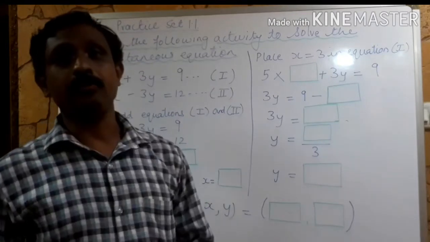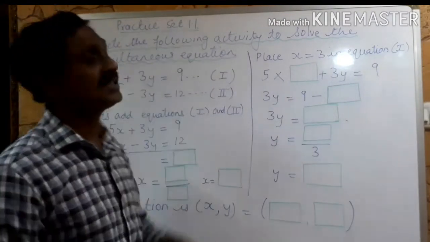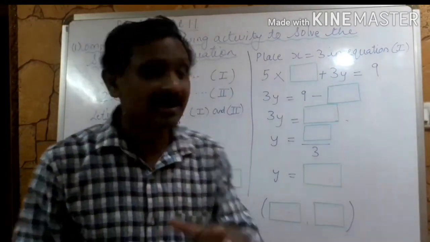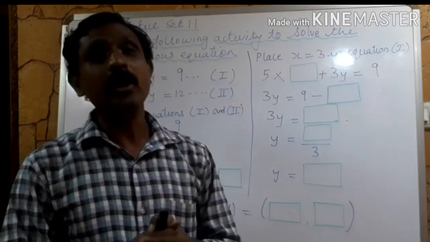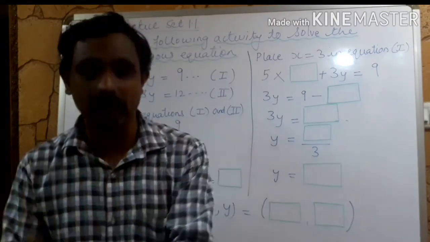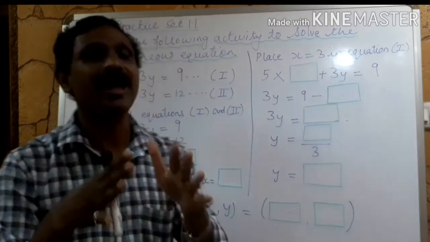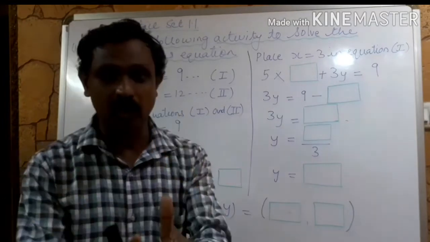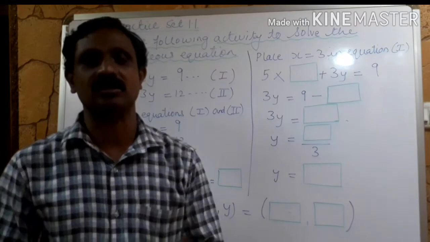Practice set 1.1. Complete the following activity to solve the simultaneous equation. Before starting this practice set, let us see what is a simultaneous equation. When we think about two linear equations in two variables at the same time, then it is called a simultaneous equation. Keeping this in mind, we are going to do this activity of simultaneous equation.